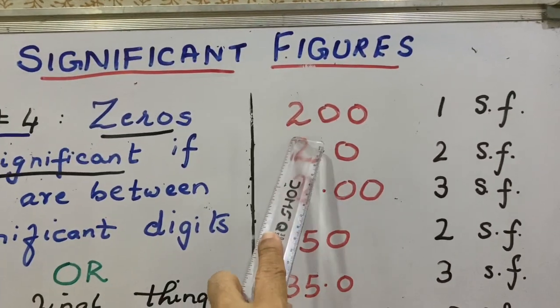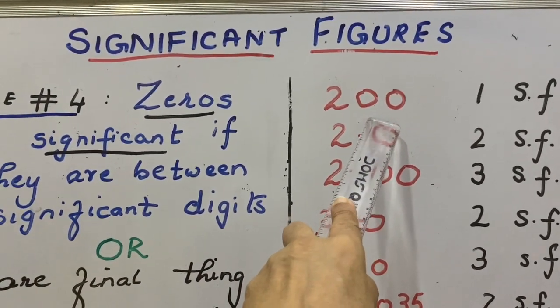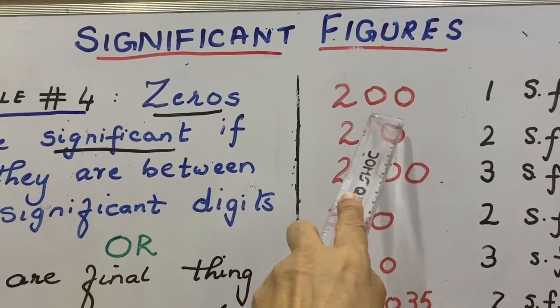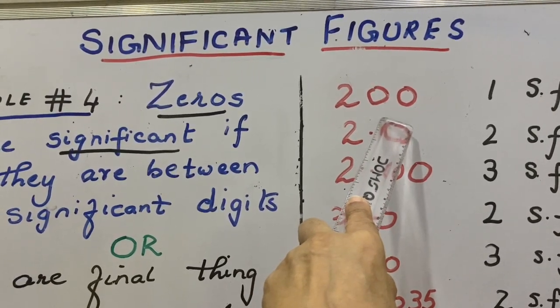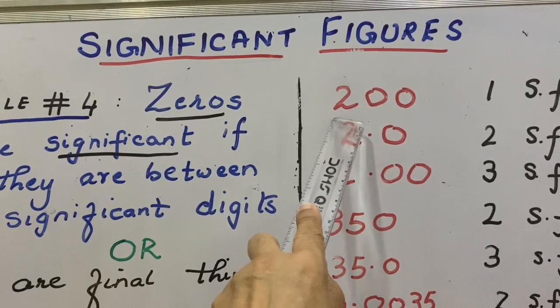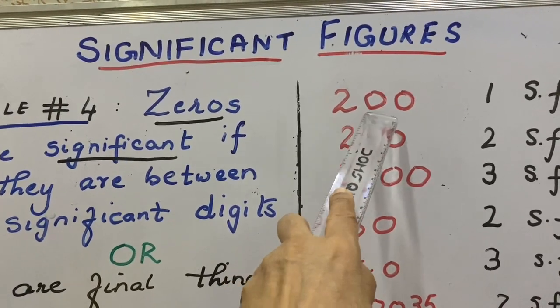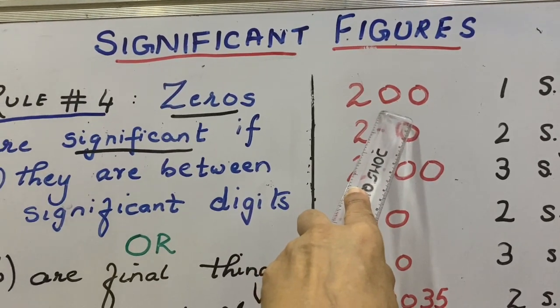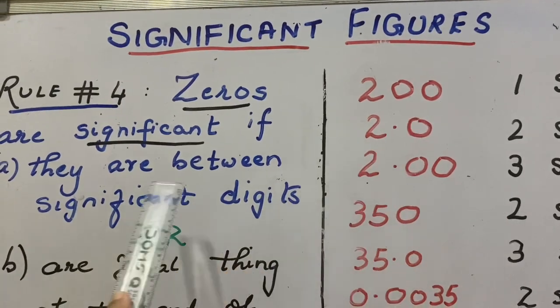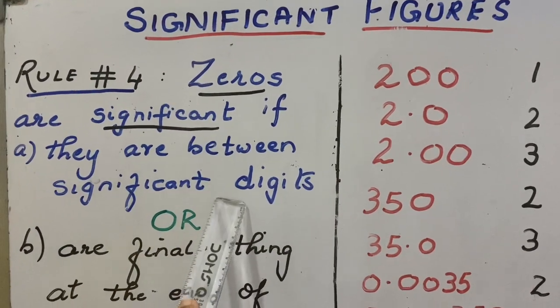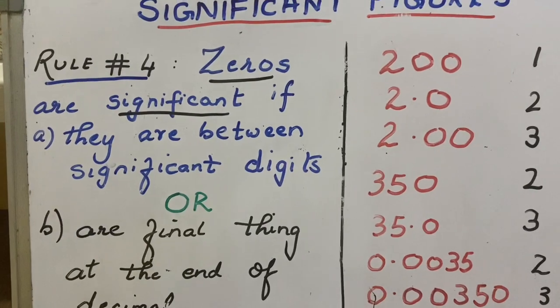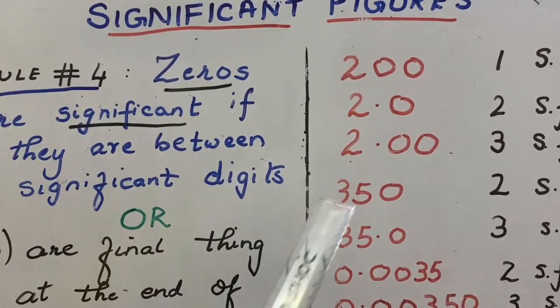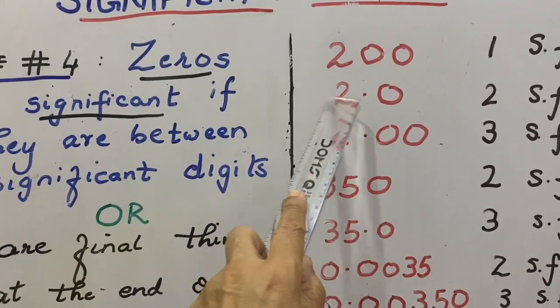Now, let's say 200. Here, these zeros are not significant. So, this has only one significant figure. Why? These zeros are not significant because they are neither between significant digits nor are they at the end of the decimal. Clear? Now, let's take another example.